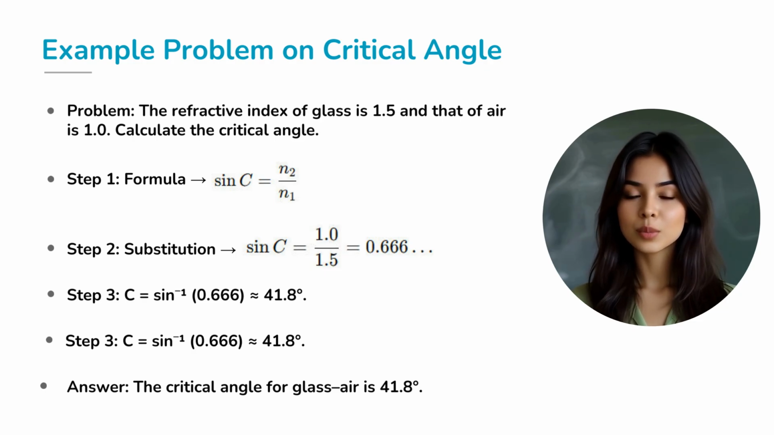We start with the formula sin C equals n2 divided by n1. Substituting values, sin C equals 1.0 divided by 1.5. That gives 0.66 recurring. Now, C equals sine inverse of 0.66. Using a calculator, we find C is approximately 41.8 degrees. So, the critical angle for a glass air boundary is about 42 degrees.